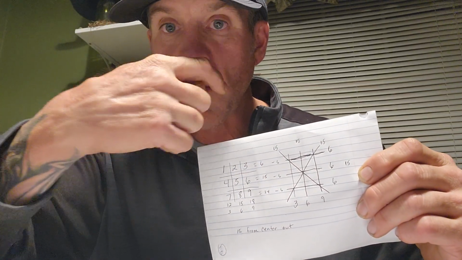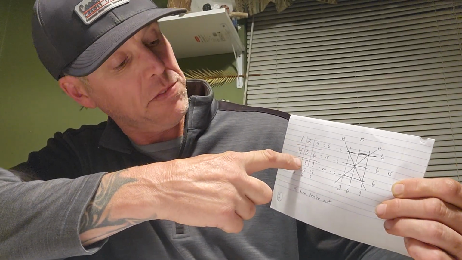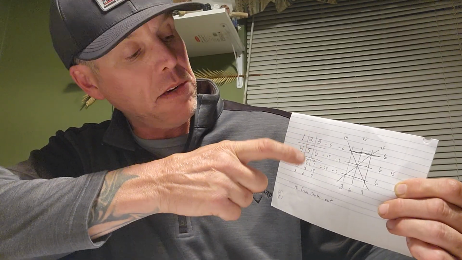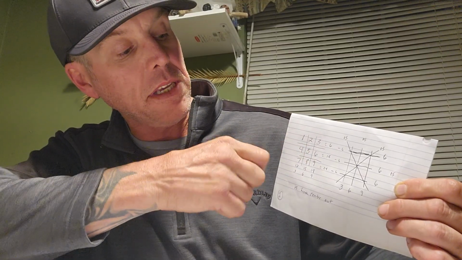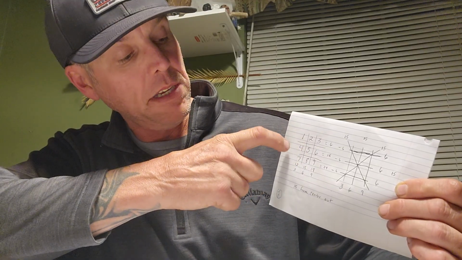Okay? You'll get 15. So 7 and 5 and 3. 3 and 7 is 10 plus 5 is 15. 1, 5 and 9. 9 and 1 is 10 and plus 5 is 15. 8 and 2 is 10 plus 5 is 15. 4, 5 and 6. 6 and 4 is 10 and plus 5 is 15.